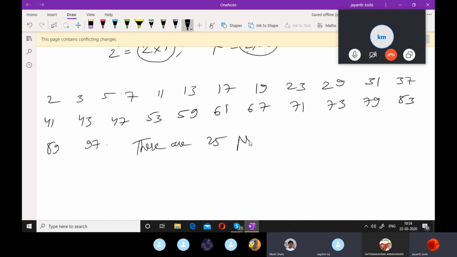There are 25 prime numbers between 1 and 100. Okay, so this is all. So these are the basics for number series. We are going to start the topic right now.